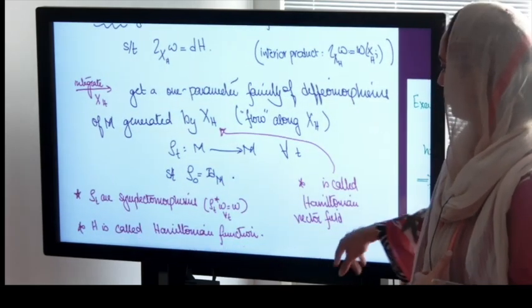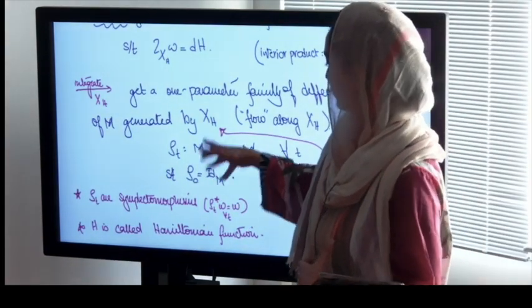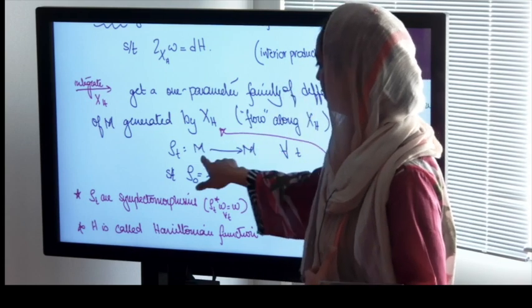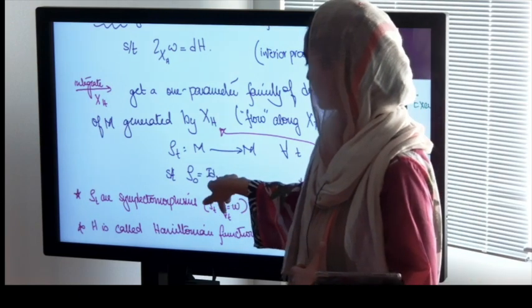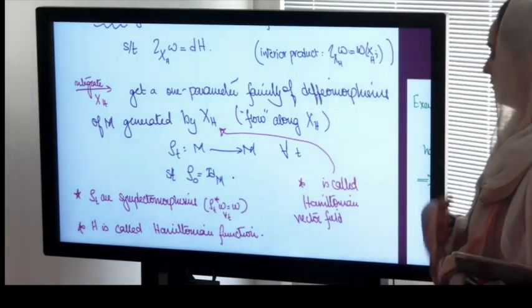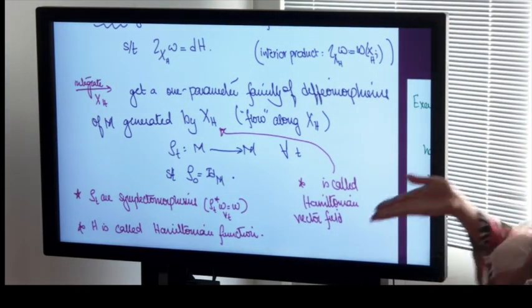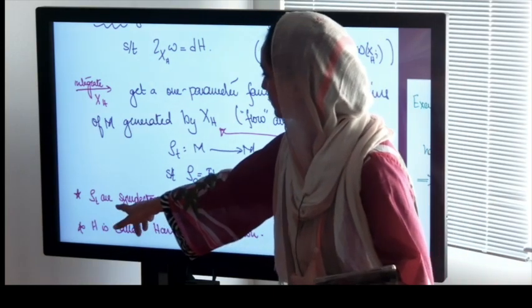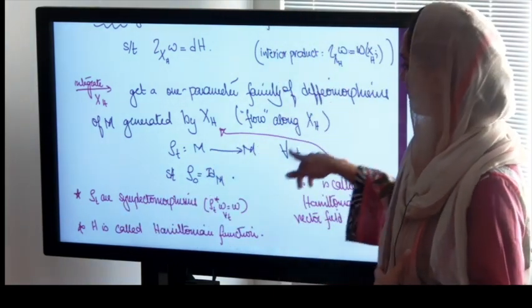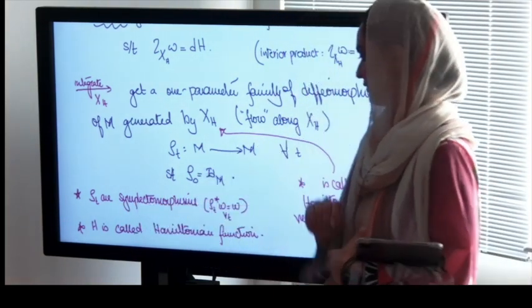So we can denote it by rho_t. For every t, where t is the parameter, you've got a diffeomorphism such that the initial one is the identity and the other ones are given by flowing along this vector field. Okay, so all of these are not just diffeomorphisms, they're in fact symplectomorphisms.